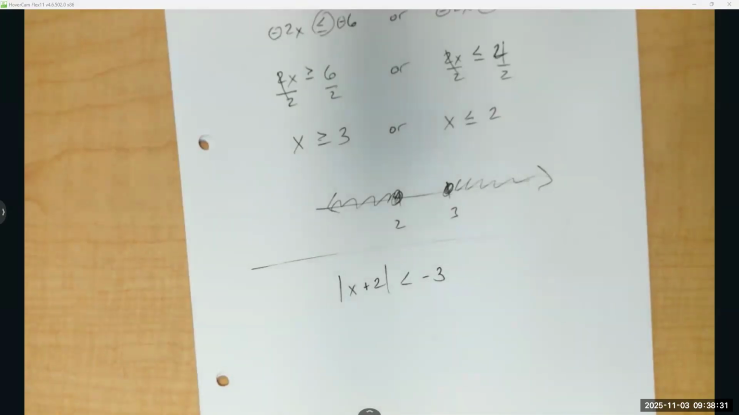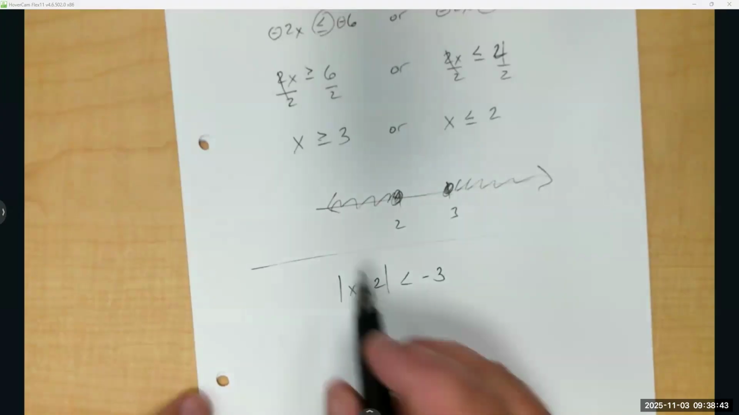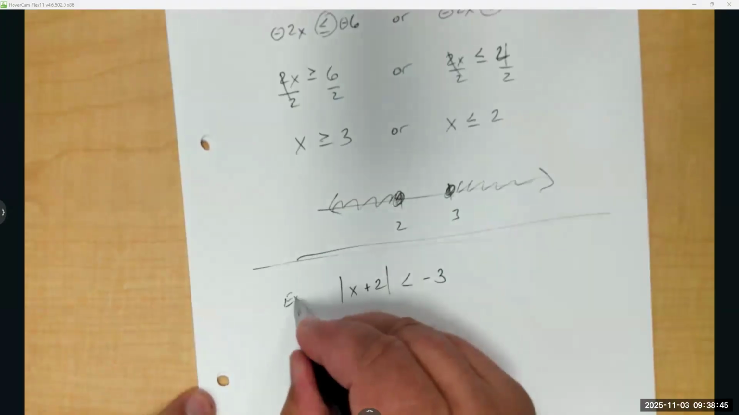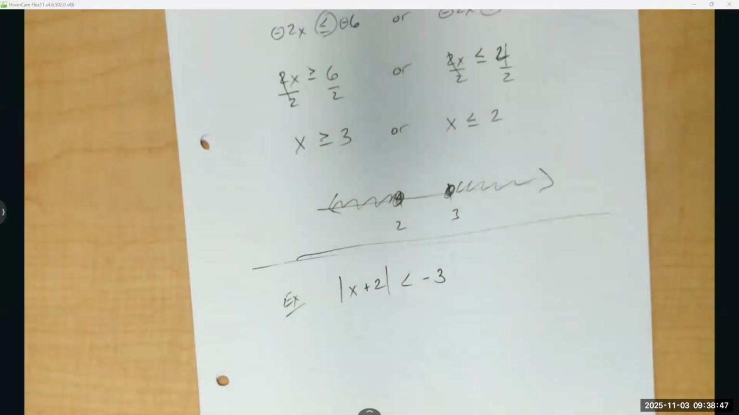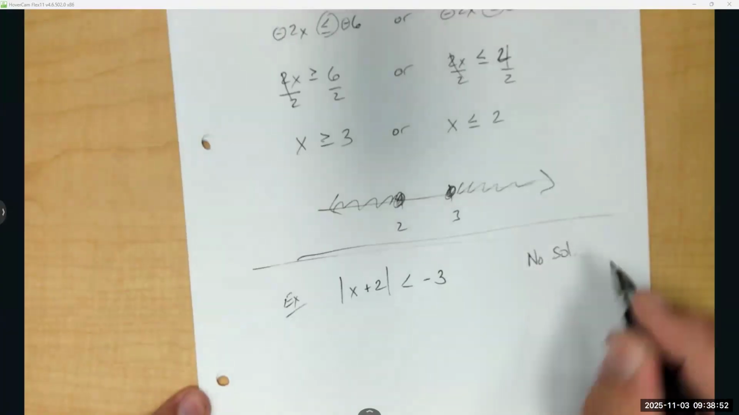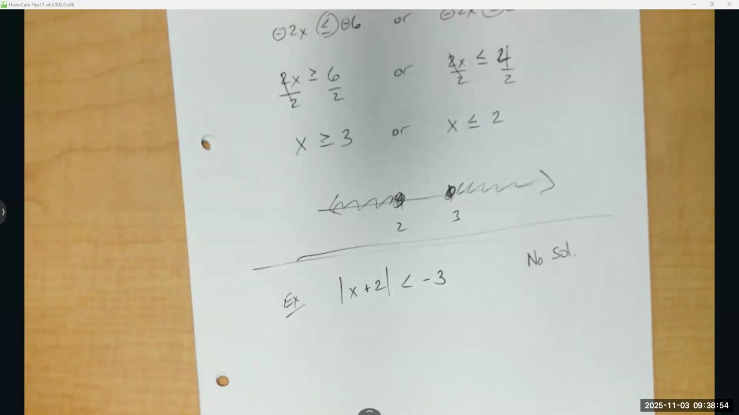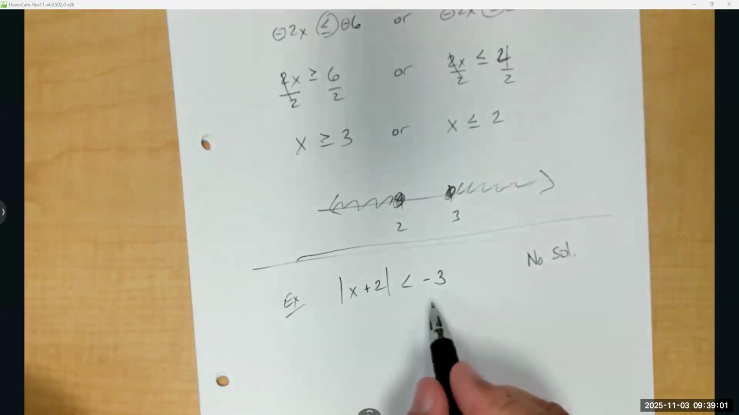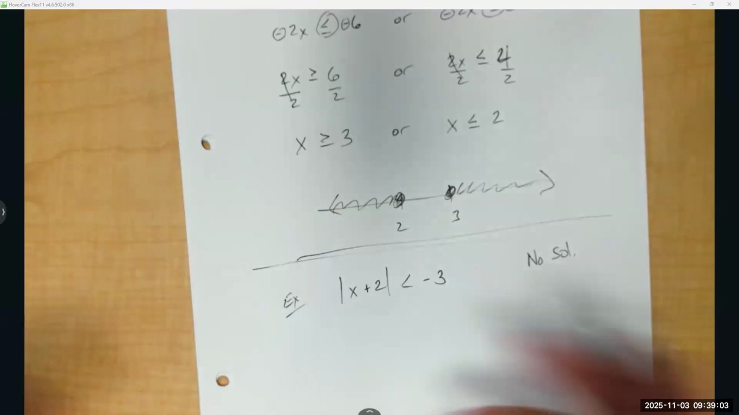How about this one? No solution. Absolute values cannot be negative. So we can't go any further.